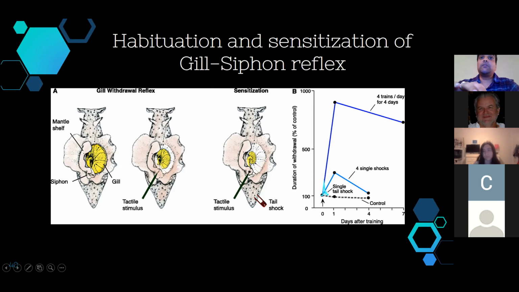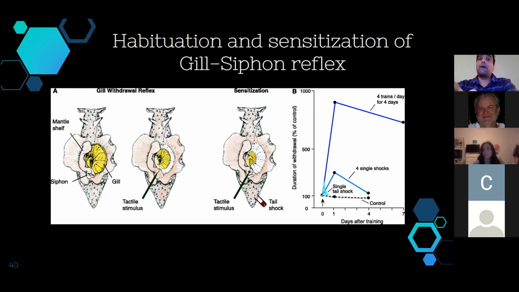The other paradigm he studied was sensitization, where he gave a tail shock in addition to the tactile stimulus. Now, the tail shock was a very dangerous signal, and there was a huge retraction of the gill and the siphon. And what he found was that, similar to the repeated firing that we see in neurons, if you keep giving tail shocks across the training sessions over many days, the duration of the withdrawal would be way higher. So compared to the single tail shock, which you see in this light blue, if you give four trains of tail shocks, it will go really high.